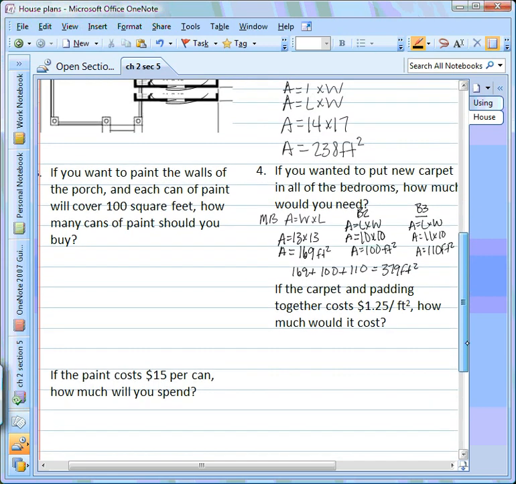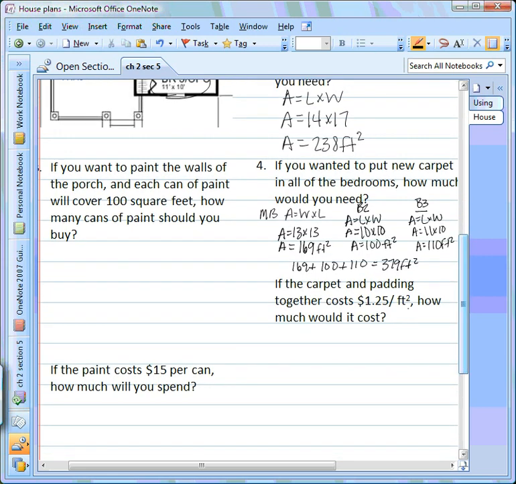Now the second part of this question is, if the carpet and the padding together cost $1.25 per feet squared, which probably isn't realistic, but we'll go with it for now, how much would it cost? So here's what we need to do. We need to take our number from the area and multiply it by $1.25, and that'll give us our total cost. If we punch that into the calculator, our total cost is going to be $473.75.